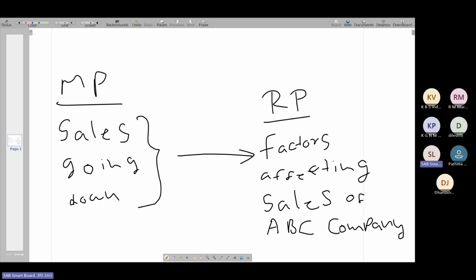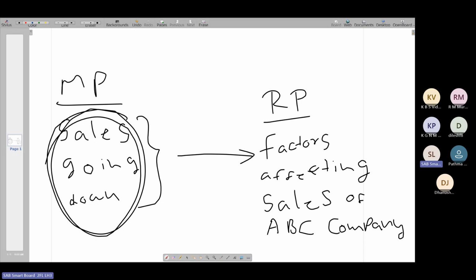Managers know sales are going down, but they do not know the reasons why. The research team can identify the factors affecting sales. Let's say customer satisfaction, product quality. Those could be different factors.